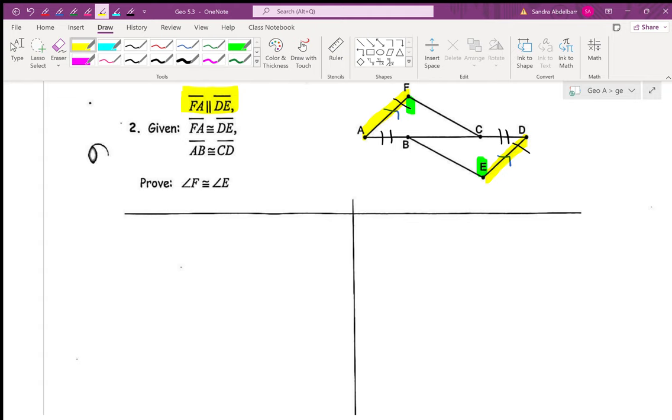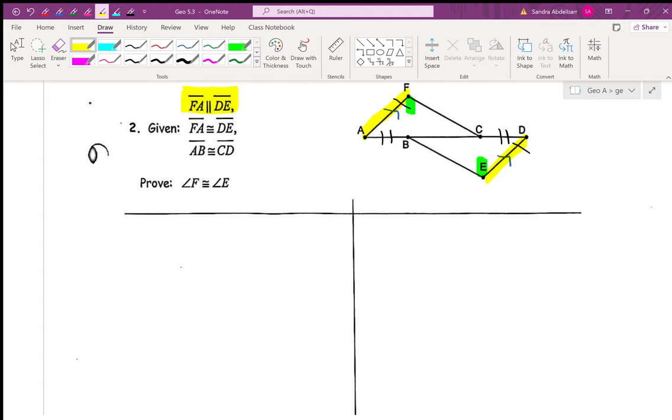No, I'm saying angle F and angle E, not the parallel lines. If we're looking at angle F and angle E, is there a transversal connecting those two angles? No. If there's no transversal connecting those two angles, we can't use the parallel lines to get them congruent. There's no transversal connecting them. Therefore, no parallel lines will be able to get these congruent. So this is now, nothing goes away.